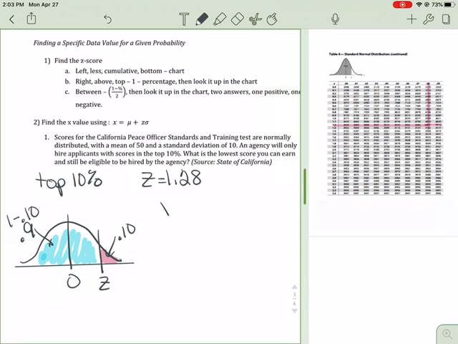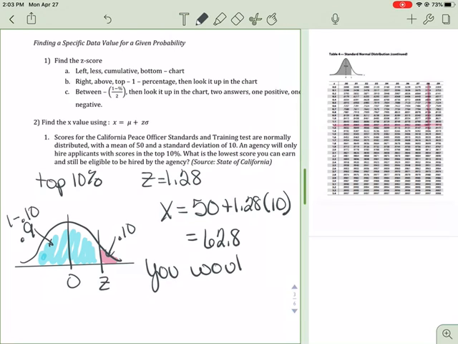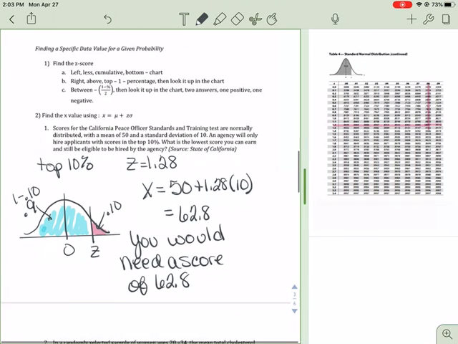Now we're going to take our z and use the formula. So x equals our mean, which is 50, plus 1.28 times 10, which is our standard deviation. Okay. And we get a value of 62.8. So you would need a score of 62.8, okay, to be eligible to be hired by the agency.